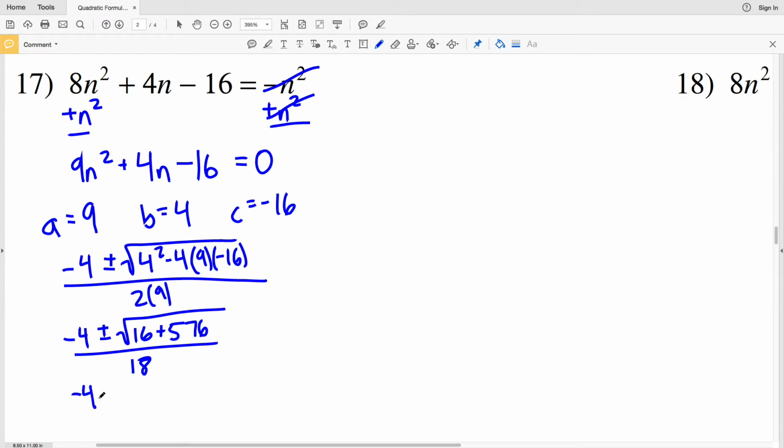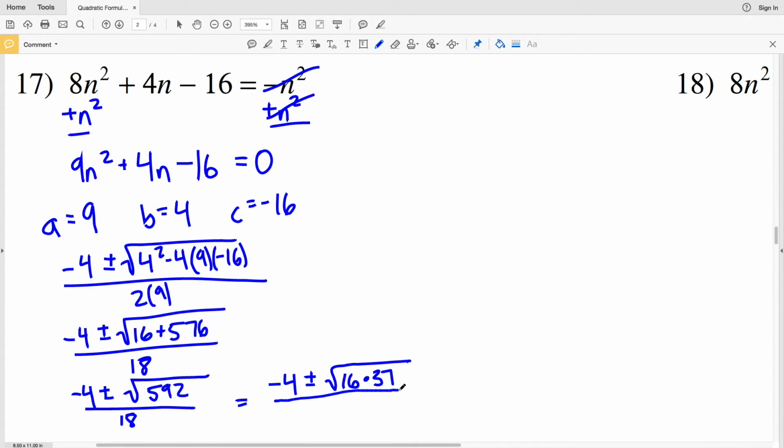So we'll have negative 4 plus or minus the square root of 16 plus 576, which is the square root of 592, all over 18. Now the square root of 592 can be simplified. Remembering how to simplify a square root, we have to find a perfect square that is a multiple of the number within the square root. And that's going to be 16. 16 times 37 equals 592.